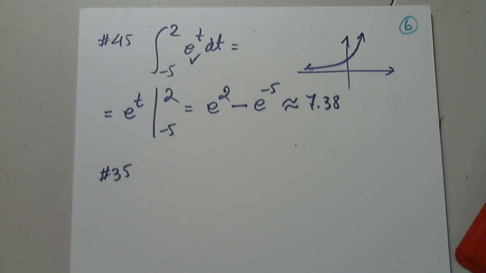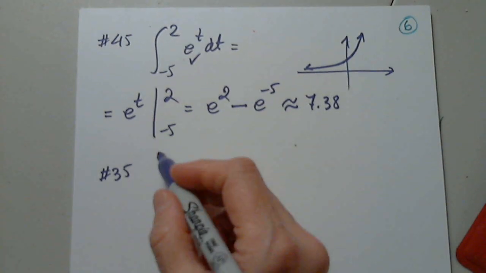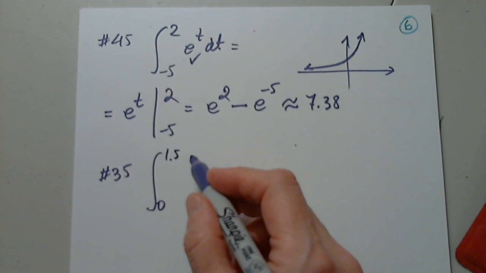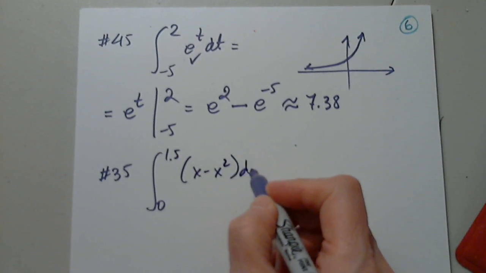See, it already gives us what it is. It's the integral from 0 to 1.5, from 0 all the way to 1.5 of this function, x minus x squared dx. Now let's see if it's positive or negative. I think this is bigger than this, but who knows? So the integral from 0 to 1.5 of x minus x squared dx.